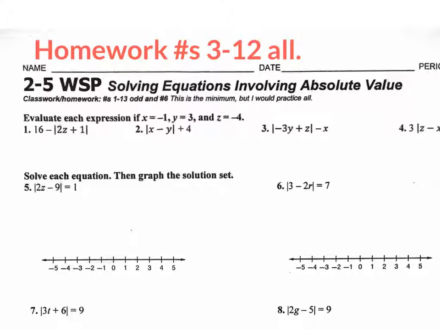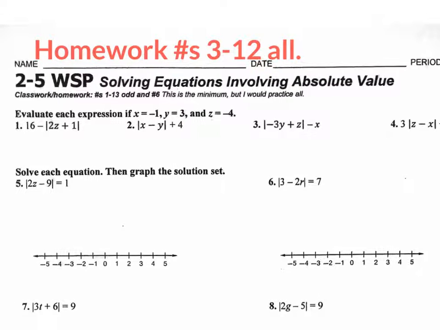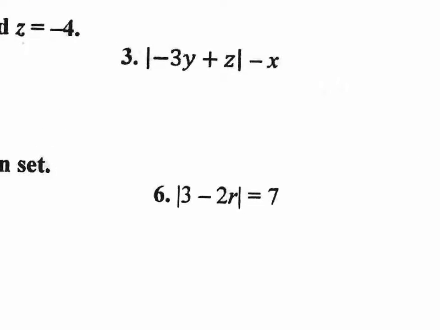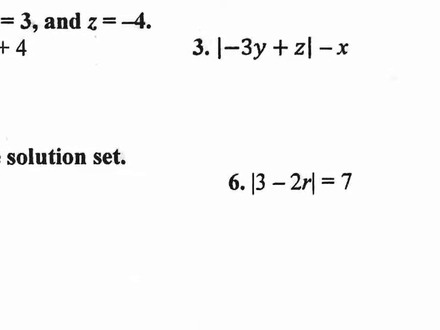Okay, so on the homework assignment 2.5 WSP, we want to start with number 3. The reason why is that 1 through 4 are not that important, all right? So might as well just do 3 and 4. Now, when we evaluate, all you do is plug in.